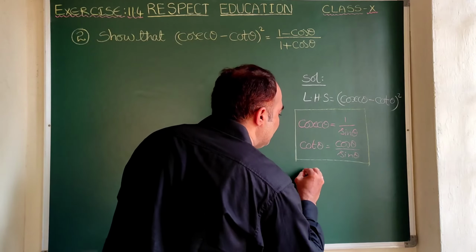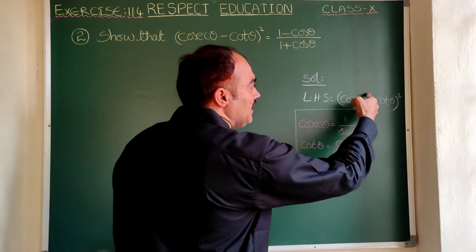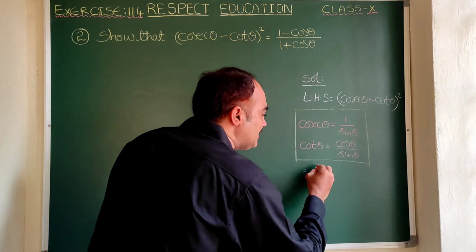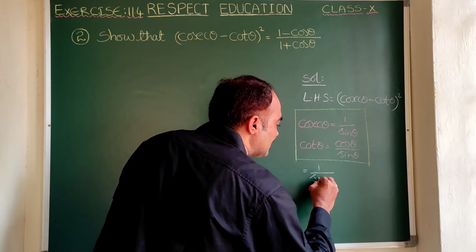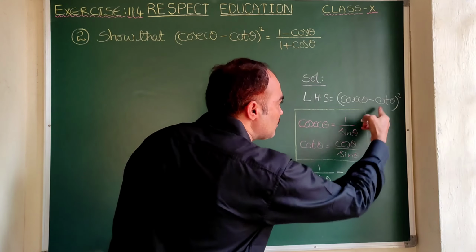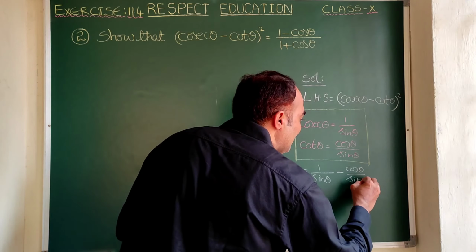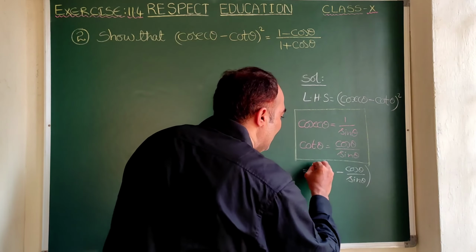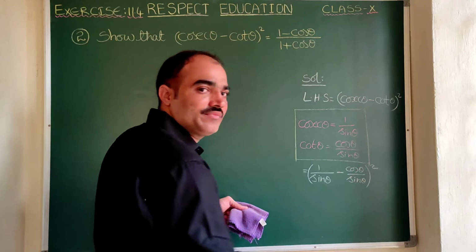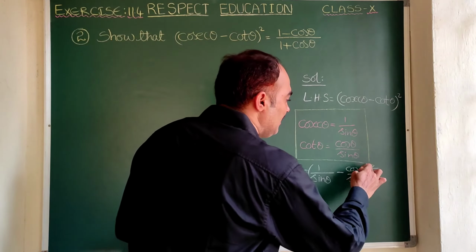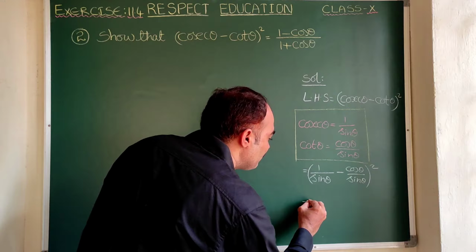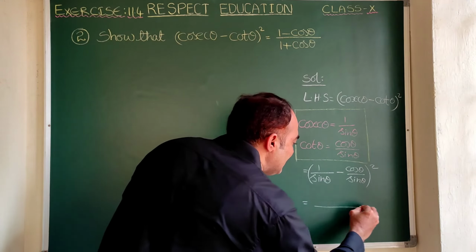Now here is equal to, let us write it as it is. Cosecant theta can be written as 1 by sin theta minus cot theta can be written as cos theta by sin theta. Again whole square is there. Let us maintain the same. Is it clear? Here can you tell me what is the LCM? Sin theta. Sin theta is the LCM.